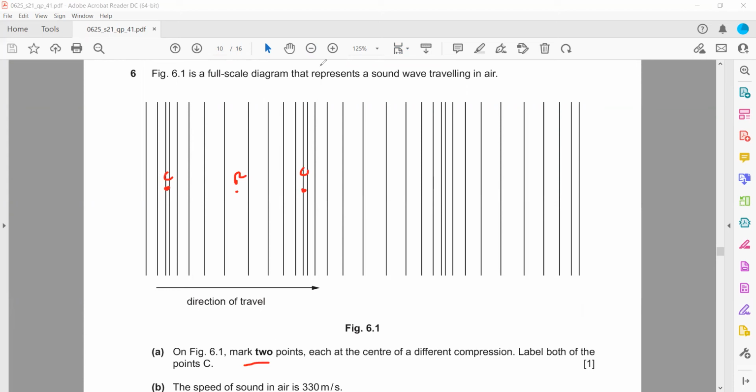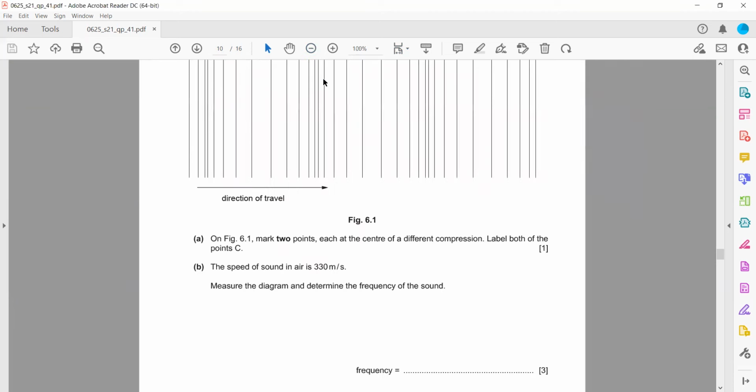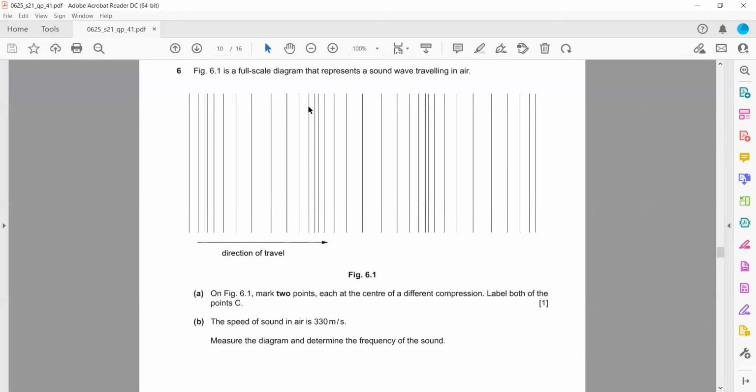The speed of sound is 330. We have to measure the wavelength. How to get the wavelength? The distance between two successive compressions, that's called wavelength, or two successive rarefactions. So we measure using a ruler. So say this is 5 centimeter. So we'll convert into meter, divide by 100, so 0.05 meter.